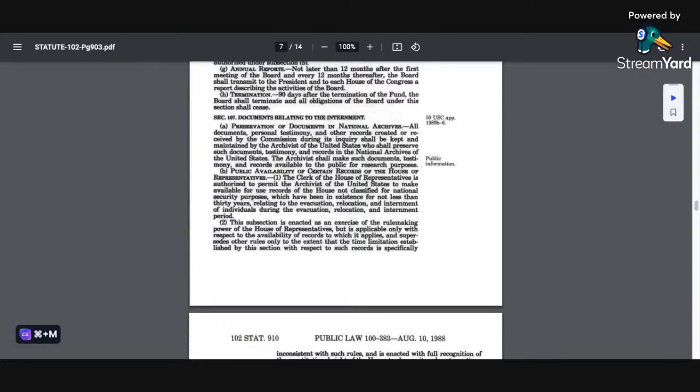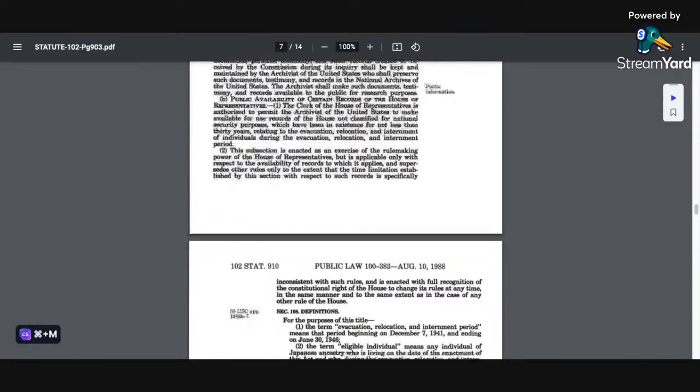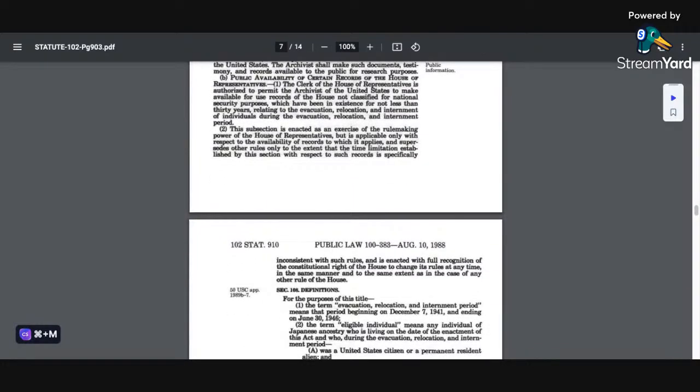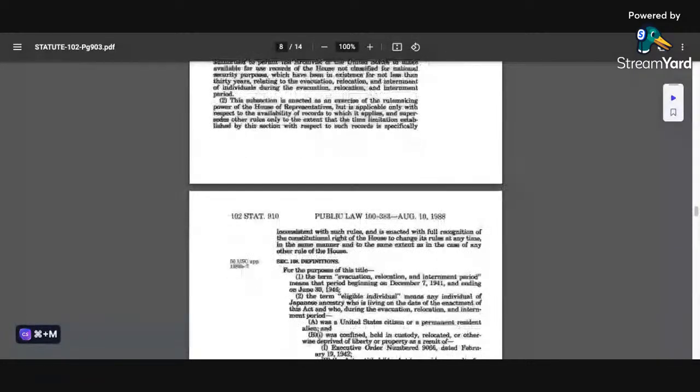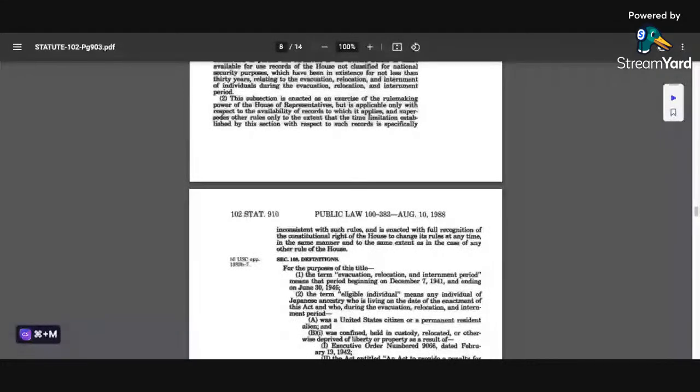2. This subsection is enacted as an exercise of the rulemaking power of the House of Representatives, but is applicable only with respect to the availability of records to which it applies, and supersedes other rules only to the extent that the time limitation established by this section with respect to such records is specifically inconsistent with such rules, and is enacted with full recognition of the constitutional right of the House to change its rules at any time in the same manner and to the same extent as in the case of any other rule of the House.